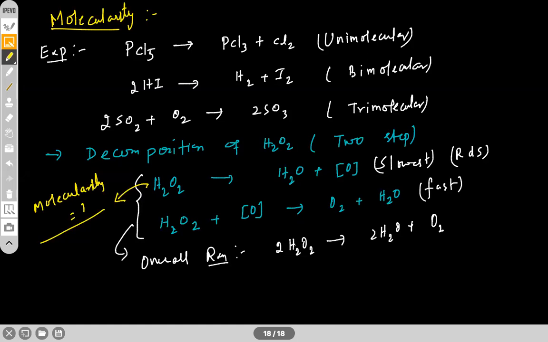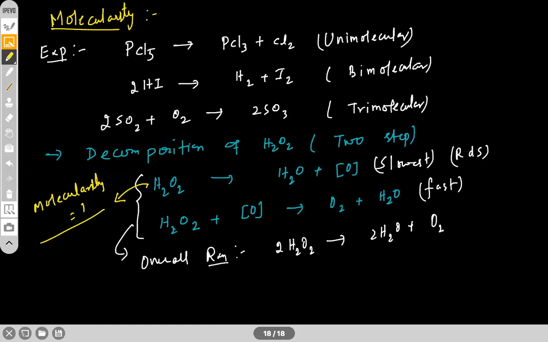H2 and I2 forming HI is not a simple reaction, but its molecularity is 2, bimolecular. SO2 plus O2 gives SO3, right? Their molecularity is 3 because 3 atoms or molecules are involved. This point is a little bit experimental. By looking at the reaction, we cannot say whether it is a single-step or multi-step reaction. When you see some questions, you'll understand this.